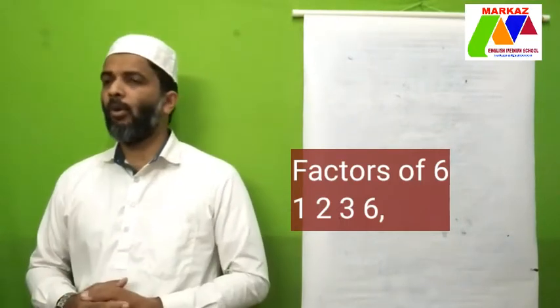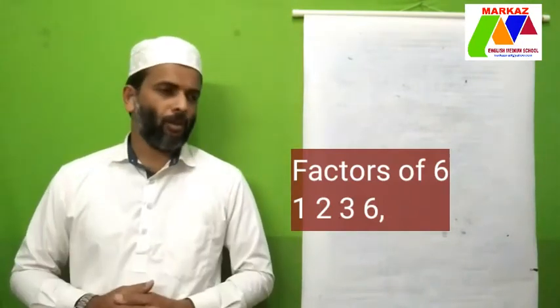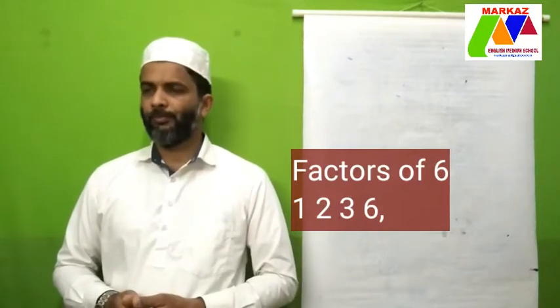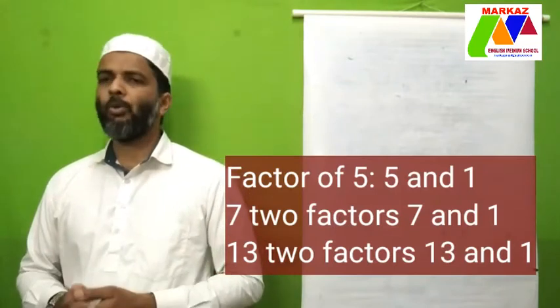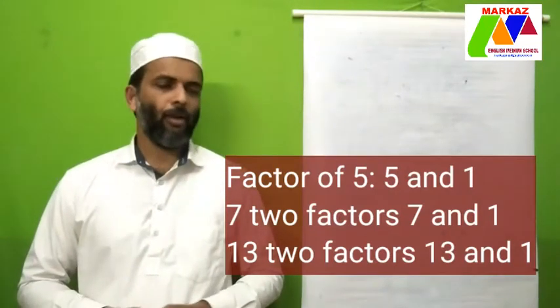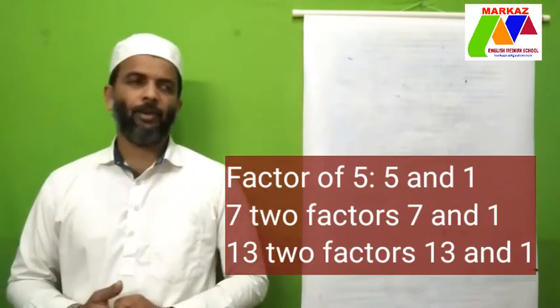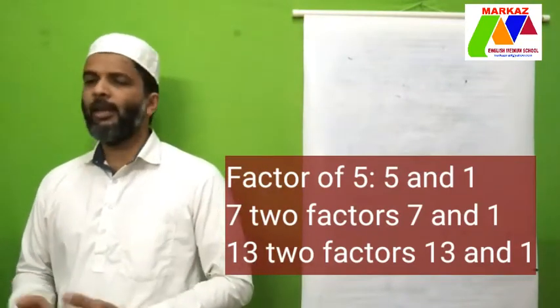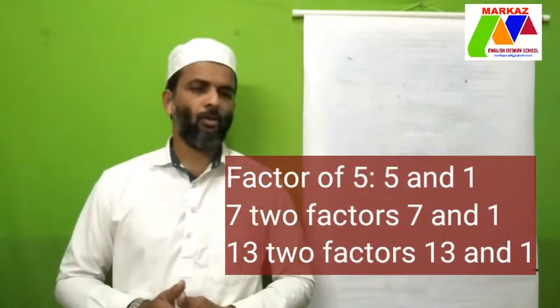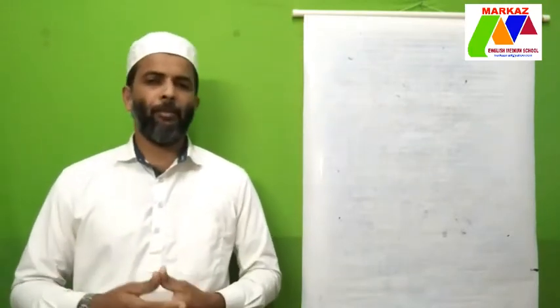Some numbers have only 2 factors. This type of number we call prime number. For example, factors of 5. 5 has only 2 factors, 5 and 1. 7 has 2 factors, 7 and 1. 13 also has 2 factors, 13 and 1. These numbers we call prime numbers. Now we discussed even number, odd number and prime number.